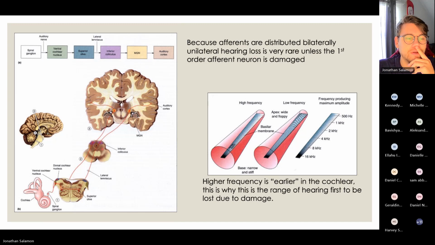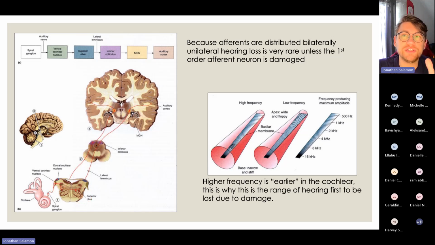You don't need to remember all the pathways and nuclei here, but do remember that you have dual innervation. The pathways go to both sides of the brain, which is why it's very hard to get a lesion that leads to deafness in one ear. Usually, you just end up with some type of hearing loss. If you have a lesion that leads to deafness in one ear, it has to be in the spiral ganglion neuron, the primary neuron.